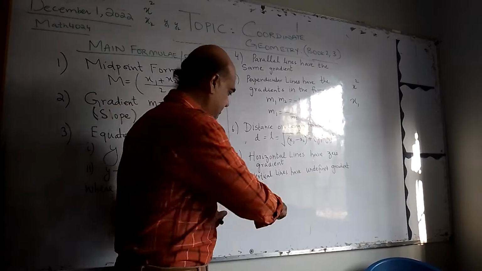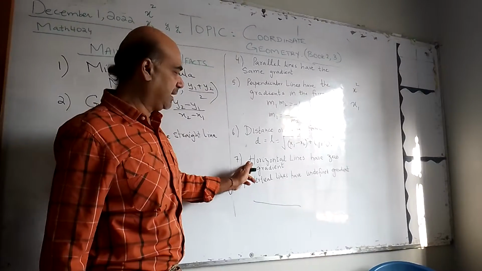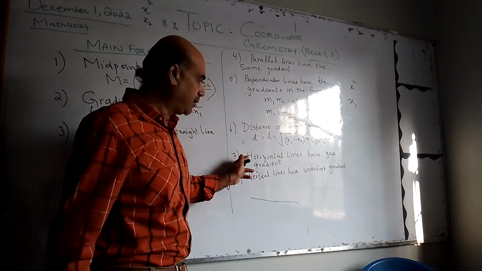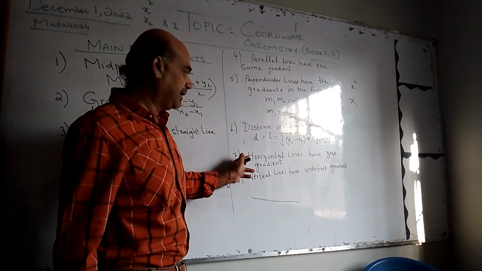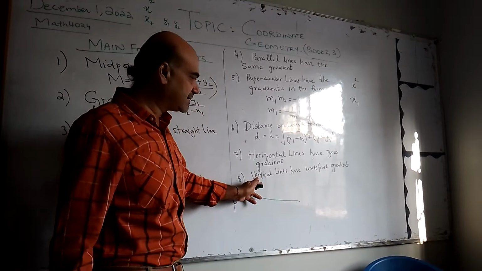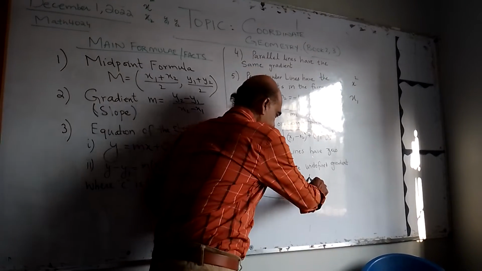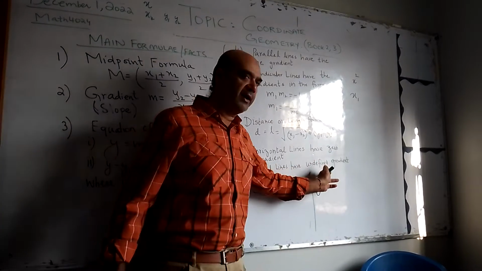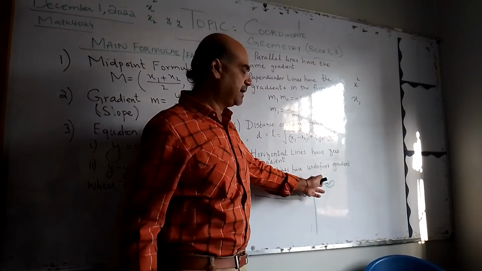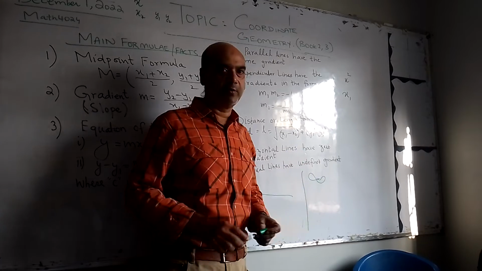Horizontal lines have zero gradient, because you know the formula is y2 minus y1 over x2 minus x1. In that case, your x value is changing, but the y values remain the same, so it will have zero gradient. Vertical lines have an undefined gradient. Undefined, we represent as infinity. Okay? So this is the basics of coordinate geometry.